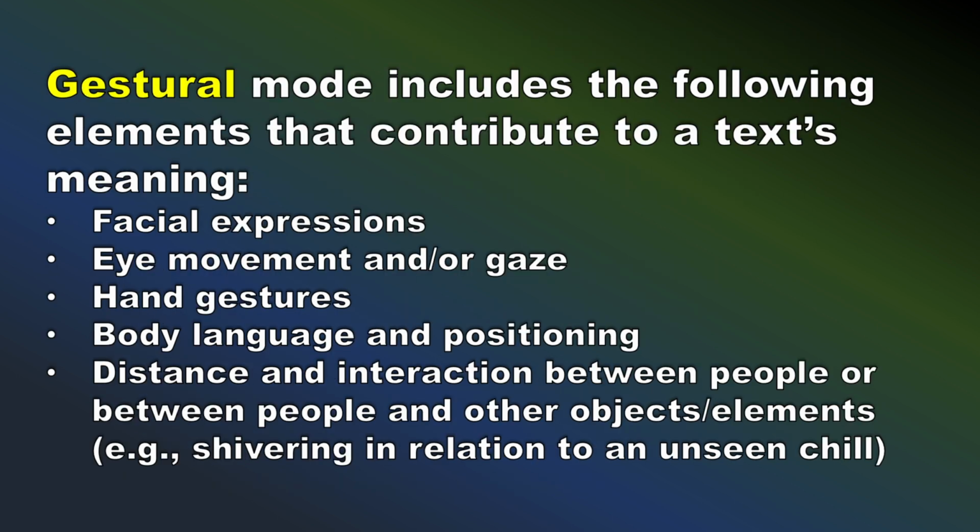And then the gestural mode includes facial expressions, eye movement and or gaze, hand gestures. You can't see me right now, but my hands are going crazy while I'm talking into this microphone to you. You can't even see me, but just imagine that my hands are moving. Body language and positioning. And if I look at you with my arms crossed, it suggests that I'm in a defensive position, that I'm guarding myself from you. When mama puts her hands on her hips and looks down at you, you did something wrong and you're in trouble. This body language that we're familiar with.